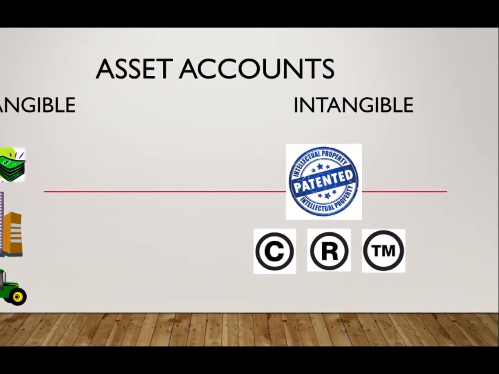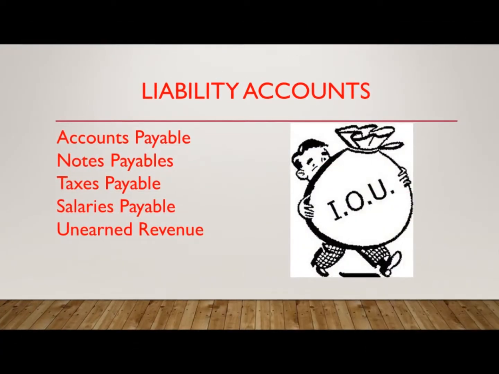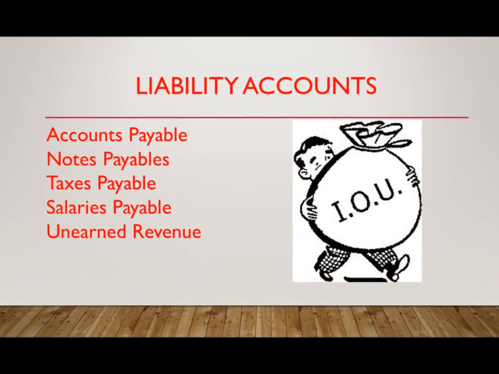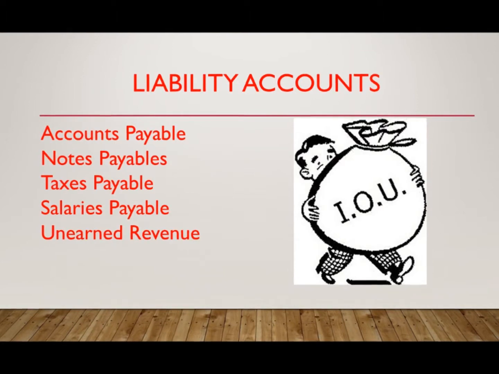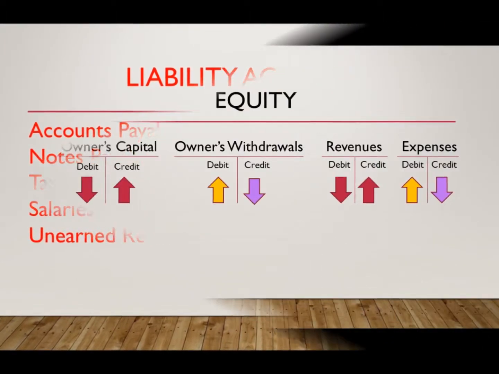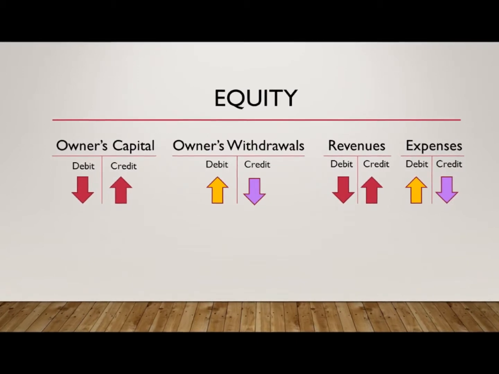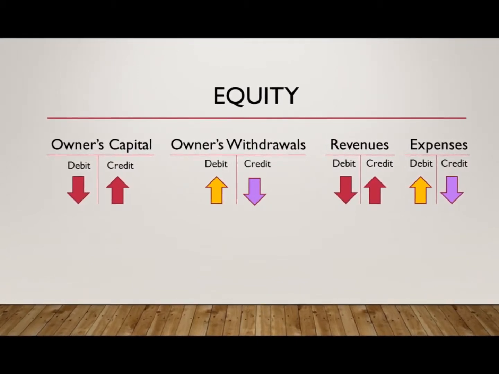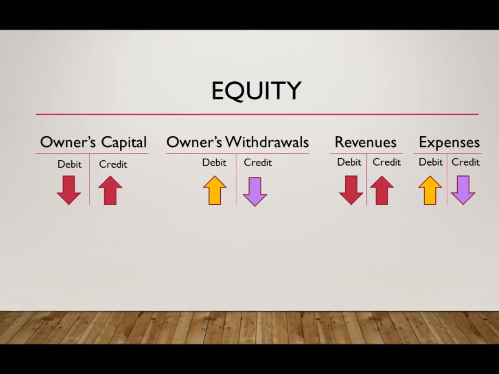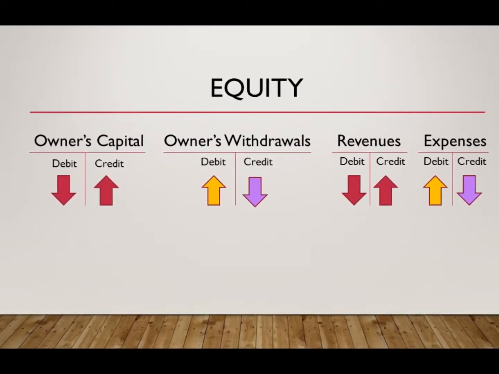Liability accounts collect all the debts that the business incurred during the creation and operation of the business. For example, accounts payable, notes payable, taxes payable, salaries payable, and unearned revenue. The next set of accounts are the equity accounts, which list the owner's claims to the assets, like owner's capital, owner's withdrawals, revenues, and expenses.